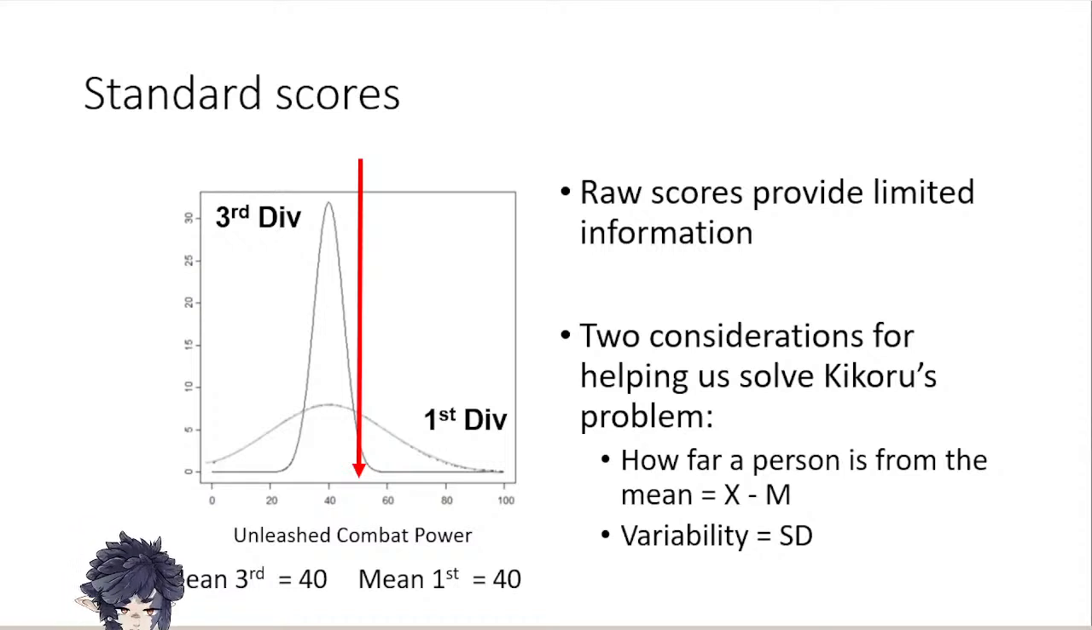How much variability is there in combat power? If everybody is exactly at 40%, that 50% becomes really impressive. If people are spread out all the way between 0 and 100, maybe 50% isn't all that impressive. So we're going to take both these things into account to try and describe how strong she is.